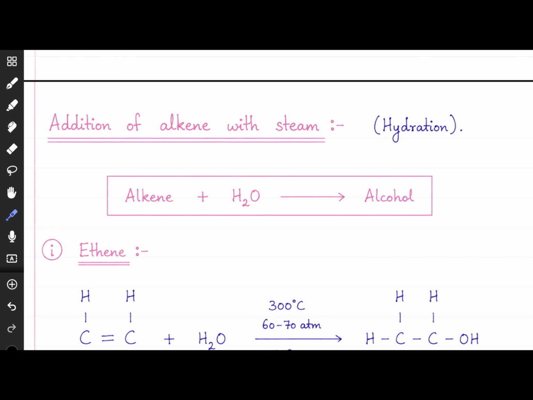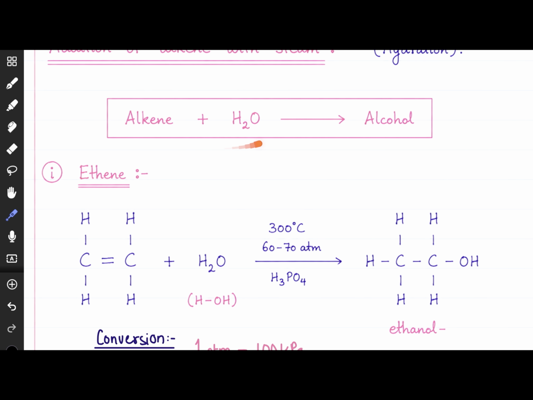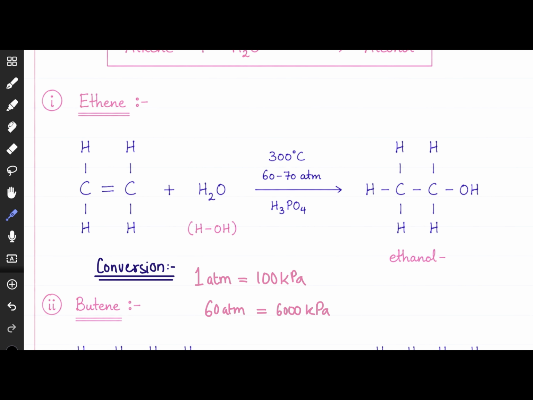Alright, so the next addition reaction is the addition reaction of alkene with steam, which is also called hydration. In this reaction, alkene reacts with water to form alcohol, which is actually another organic compound, and it's a derivative of hydrocarbon, which we're going to study further in our next episode. So here is the example of ethene. Whenever ethene reacts with water in the presence of H3PO4 phosphoric acid as a catalyst, 300 degrees Celsius temperature and 60 to 70 atm pressure, it forms ethanol.